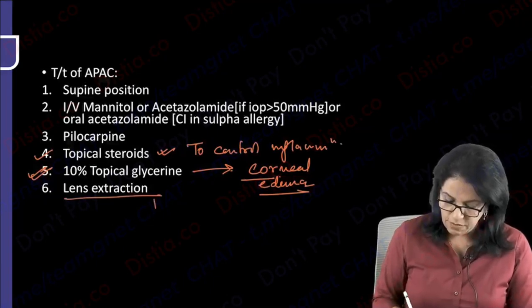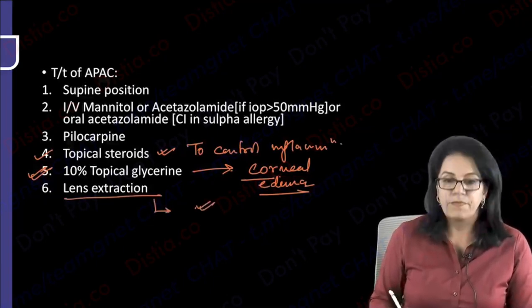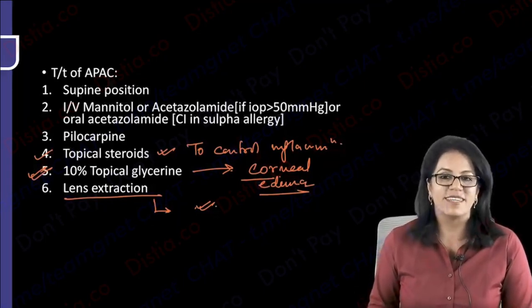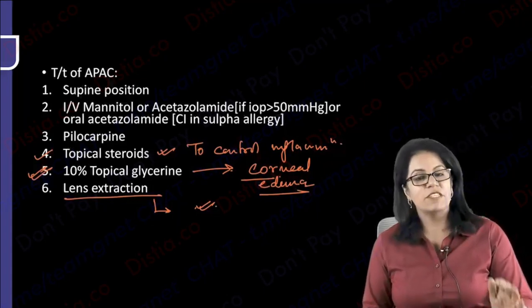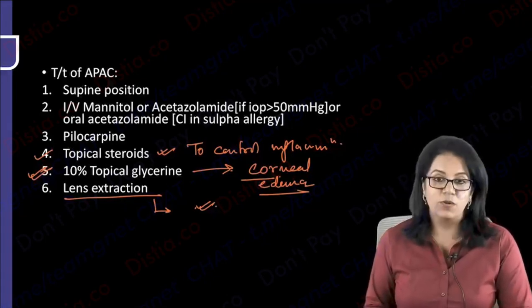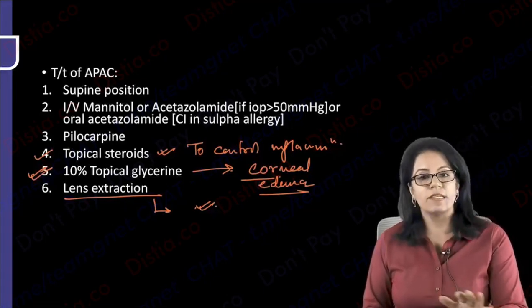And lens extraction may be considered. That helps to prevent this angle closure. I've explained that to you already, right? Okay, now we will talk about the resolved case of acute congestive glaucoma. Please again make a diagram and label it, you will learn it.